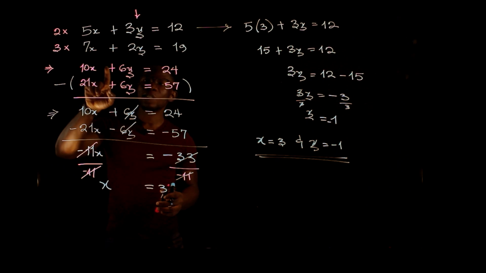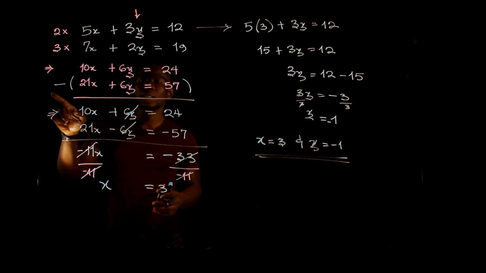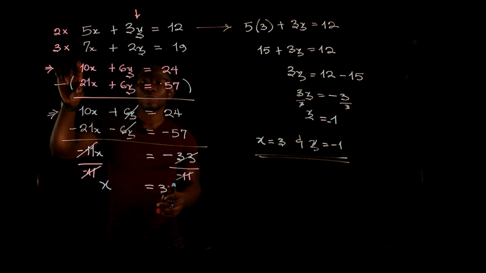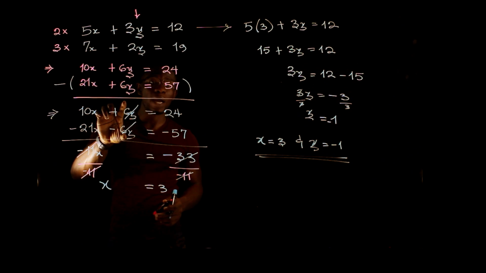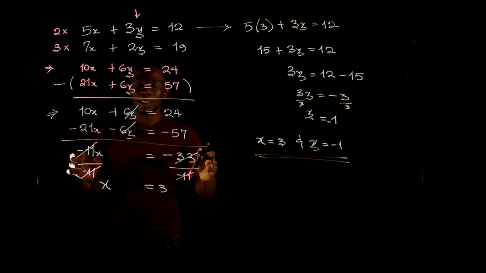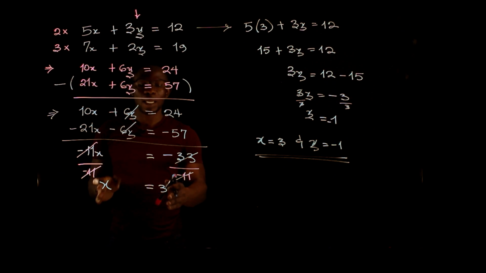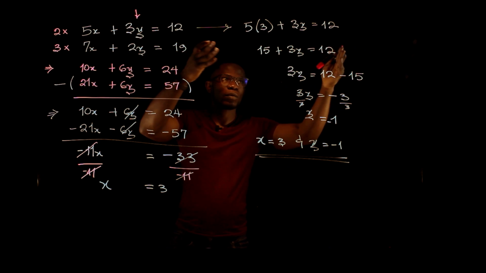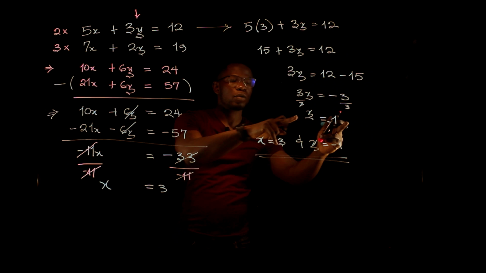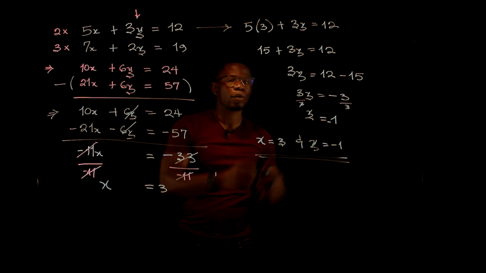Now because the signs of our y are the same in this case, we had to subtract both equations. Now when we subtracted both equations, we're able to get rid of our y and get a solution for our x. And then we substituted the value of our x in equation 1. It could also be equation 2 as well, it doesn't matter. And then we're able to get a value for our y.